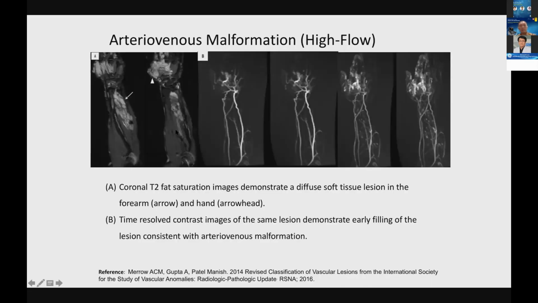This slide shows a coronal T2 fat saturation image demonstrating a diffuse soft tissue lesion in the forearm, arrow. You can see a hyperintense lesion in T2 fat suppression. With contrast administration, the sequence is time resolved. With TRICKS, we can see the arterial phase, the late arterial phase, and the nidus, and also the draining vein.